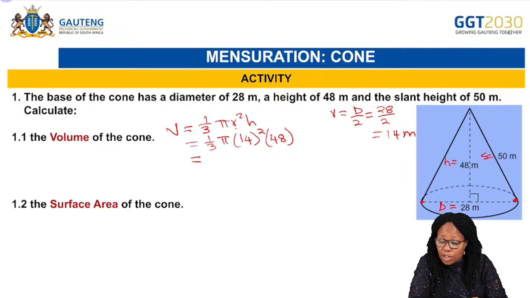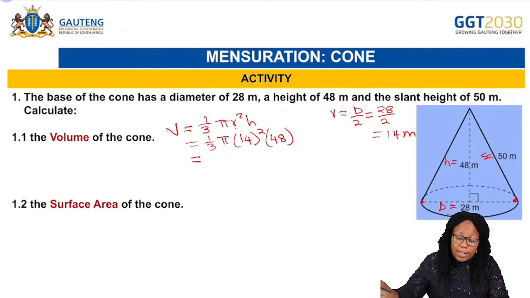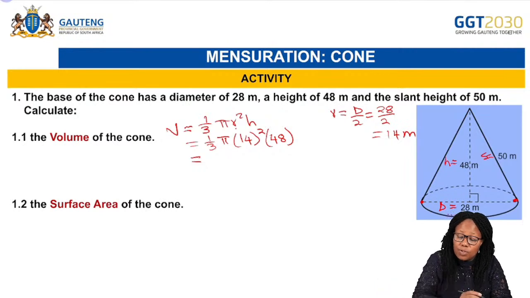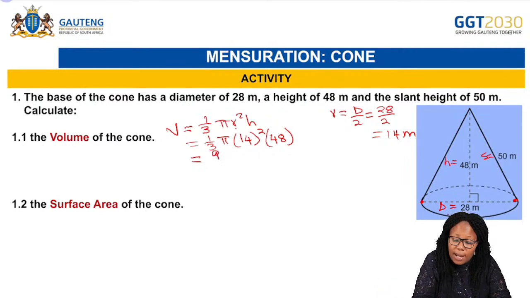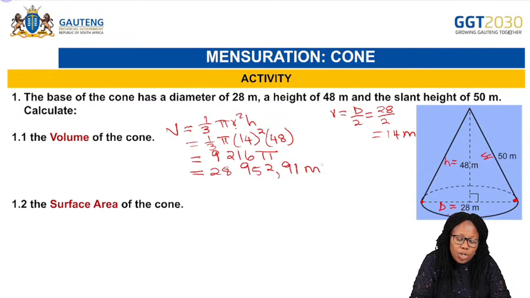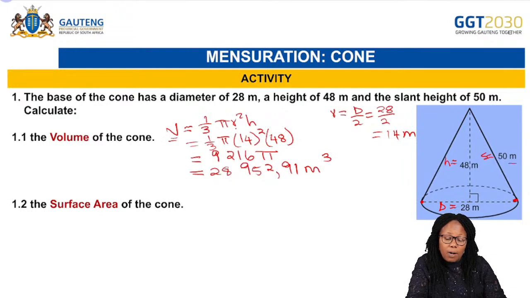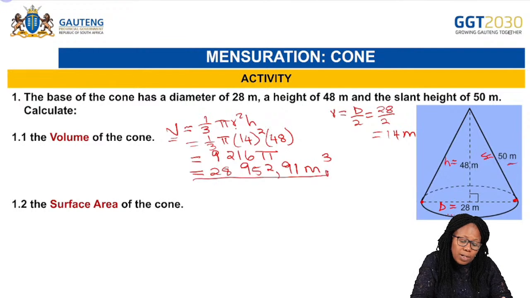Put everything into your calculator, grade 12, and then this will give us how much? 9216 in terms of pi. But if we write this in decimal, SD button, this will give us 28,952,91. And then this will be in cubic meters because we are calculating the volume and our unit is in meters. Okay, I hope we are still together, grade 12.